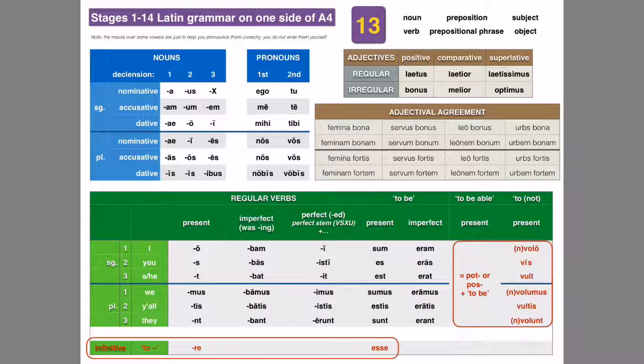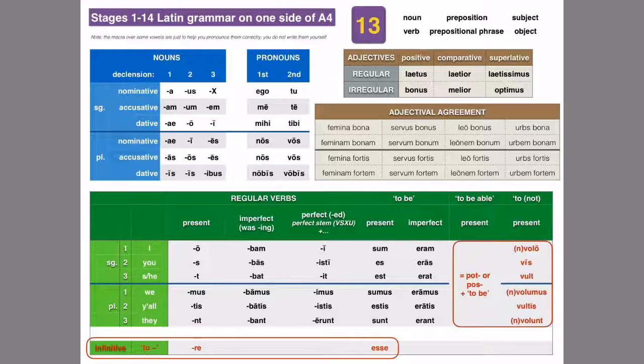Into the Blue Book, stage 13. This is where we get into some quite complex grammar with verbs for being able and wanting. That should be to want, in fact, that's a mistake. And the verb to be able or can is POT or POS plus the form of to be. So possum, potest, potest, etc. Wanting is down there. The N is where you have a not wanting. So nolo means not want, whereas volo is I want.